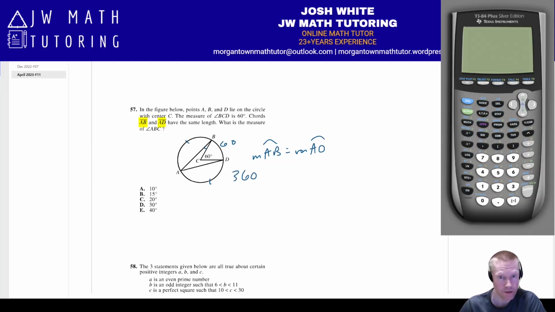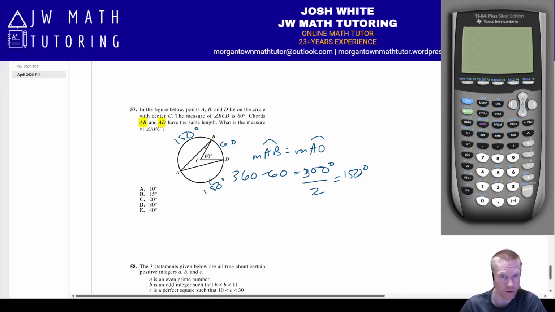Thus, if we take 360 minus 60, we get 300 degrees. Therefore, these two arcs are split up evenly from that 300 degrees. So we just take 300 and divide it by 2, and we get 150 degrees each. So this is 150, and this is 150. Again, the reason is because in a circle, congruent chords correspond to congruent arcs.